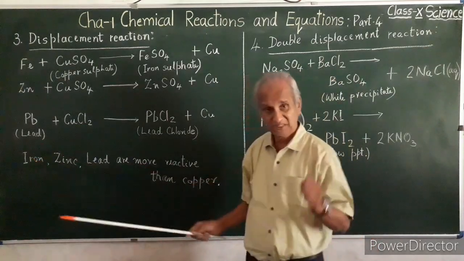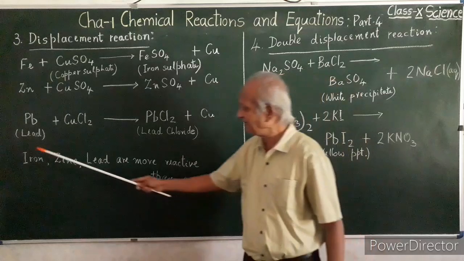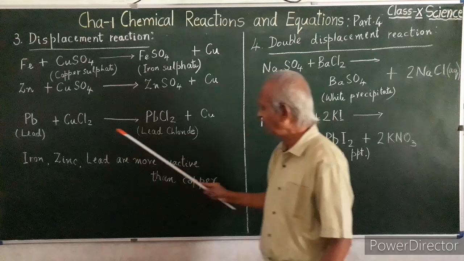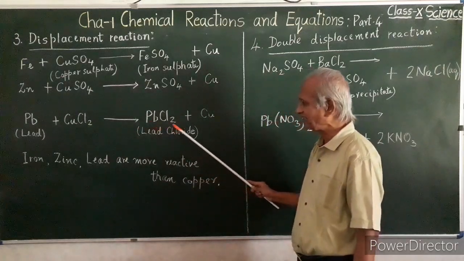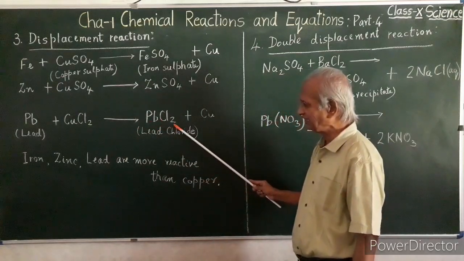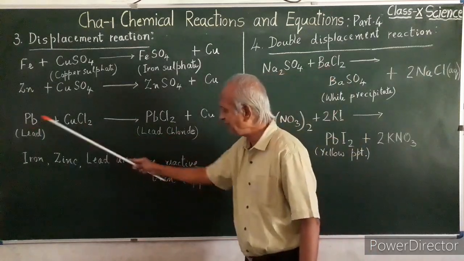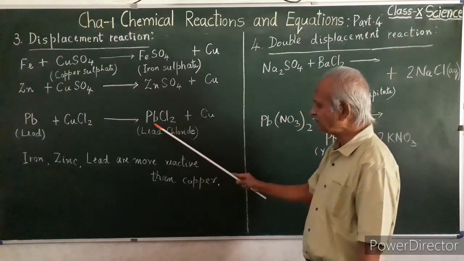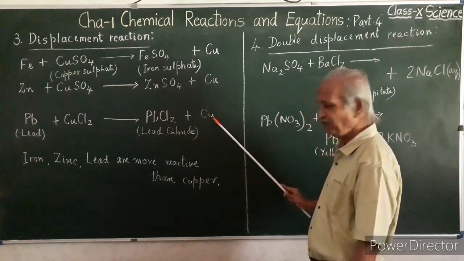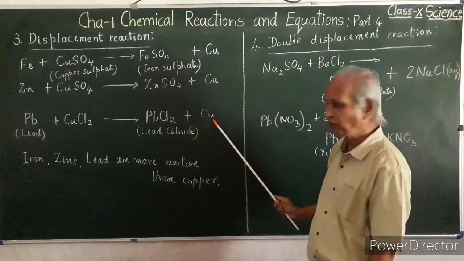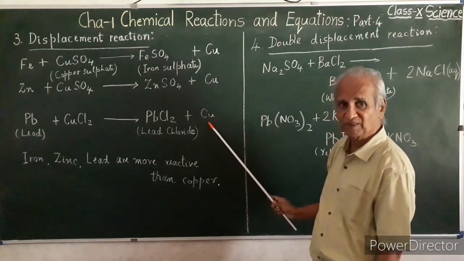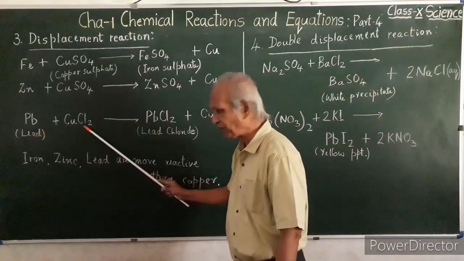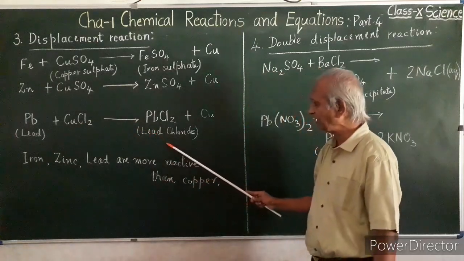Lead is strong. It has a higher strength. And lead here in this reaction displaces copper from copper chloride, and we have got lead chloride. The displaced copper here, we see it separately in the equation as Cu, copper. Cu stands for copper. So lead plus copper chloride gives lead chloride plus copper.